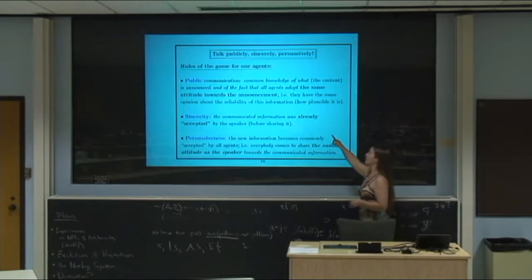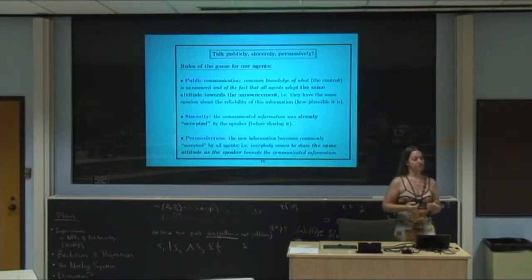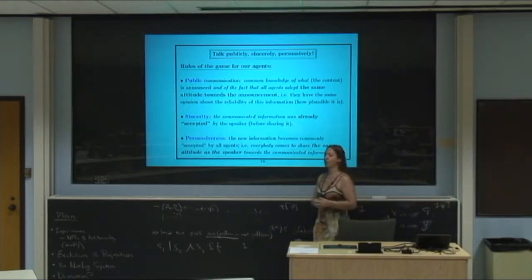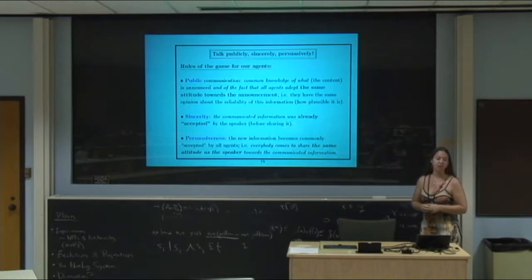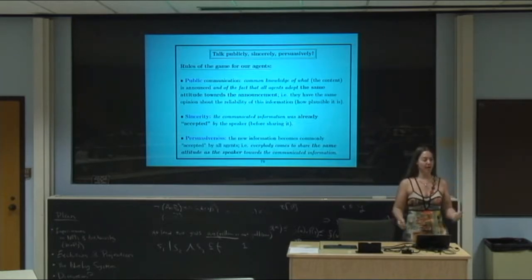Sincerity means that the communicated information was already accepted by the agent. So if I'm saying phi, because I want to really merge my beliefs, then I really need to believe it myself. And by persuasiveness, we mean that the new information really becomes commonly accepted by the group at the end.